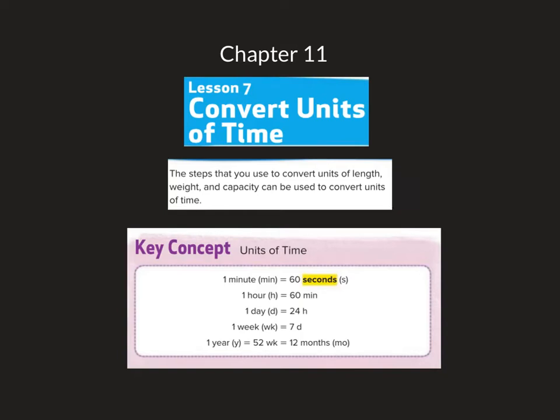Hello and welcome to Chapter 11, Lesson 7. Today we're going to be converting units of time.